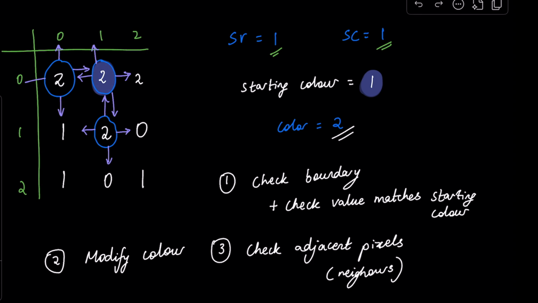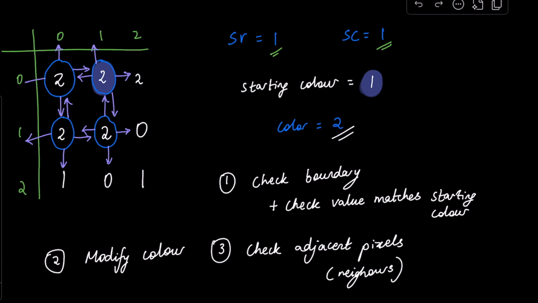Looking at the cell below, we can see that it's within the boundary and it has a value of 1, which matches the starting color. So this value now gets modified to 2, and we need to check the adjacent pixels. So we check up, right, down, and left. Now notice how this whole pattern of checking is kind of recursive. So we're repeating the same steps and we're kind of following a depth first search approach. We're zooming in on one cell and going to the deepest level possible before we step back out and work our way backwards.